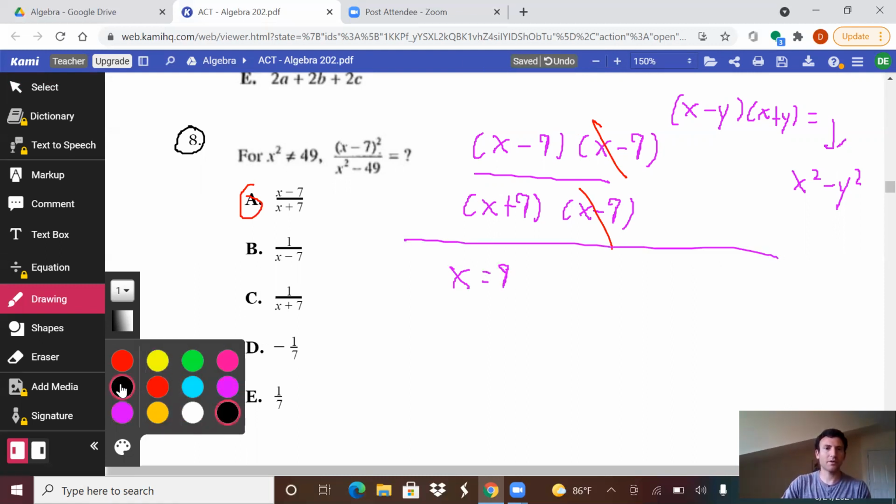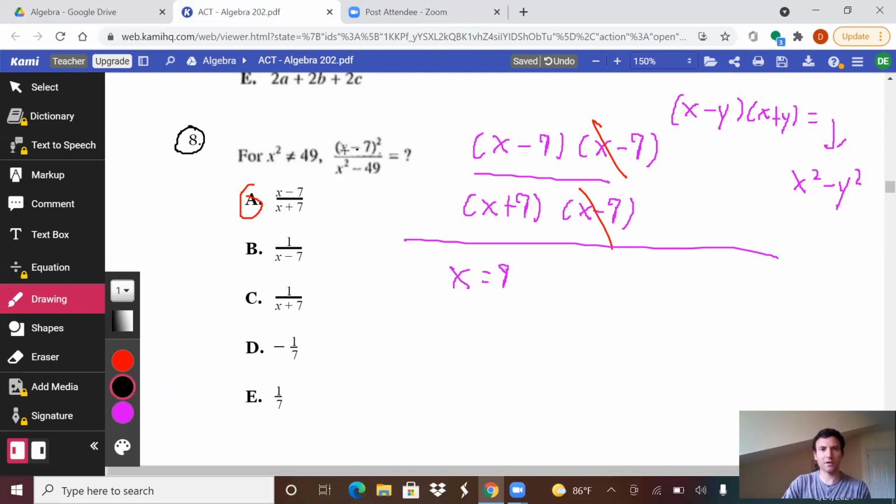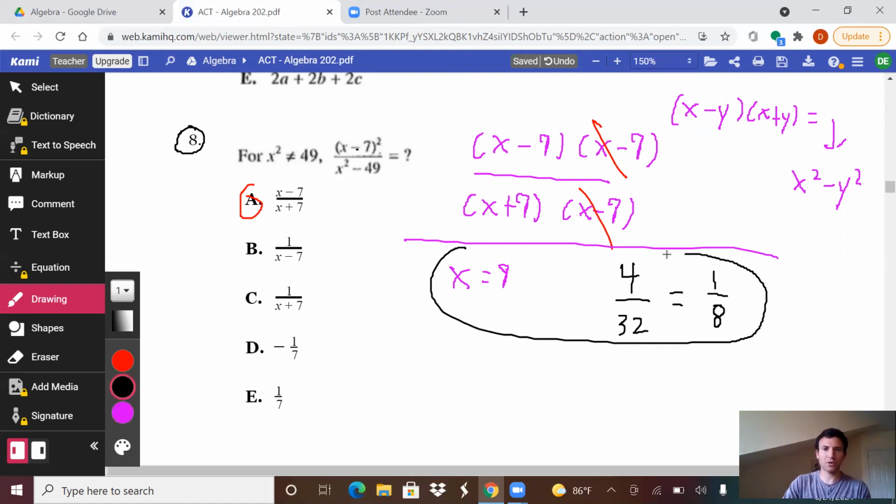Watch what happens here. I end up with 9 minus 7, which is 2. 2 squared is 4, so we have 4 on the top. On the bottom, 9 squared is 81. 81 minus 49 is going to be 32. So what we find out is if we input 9 for x, we're going to output 1/8.